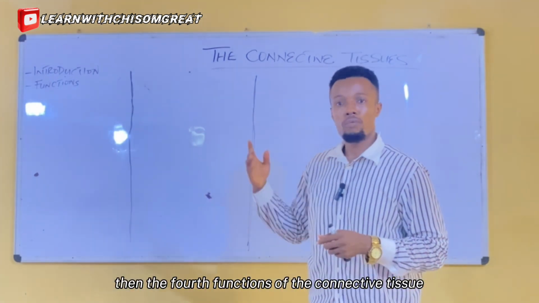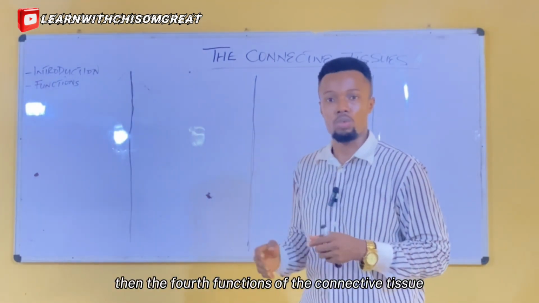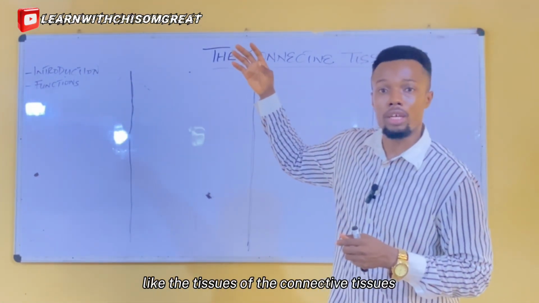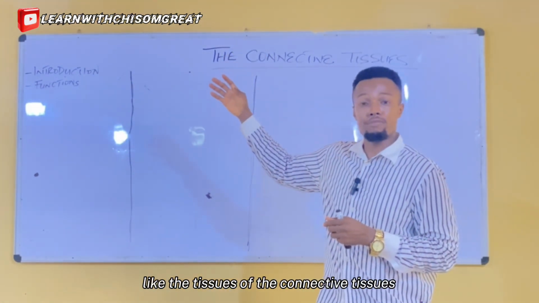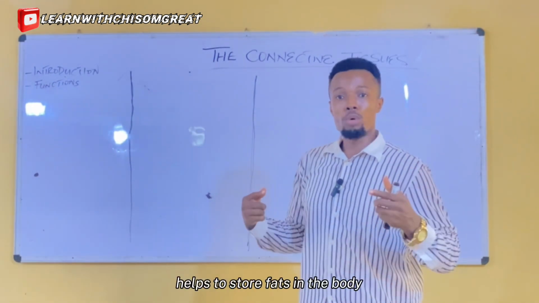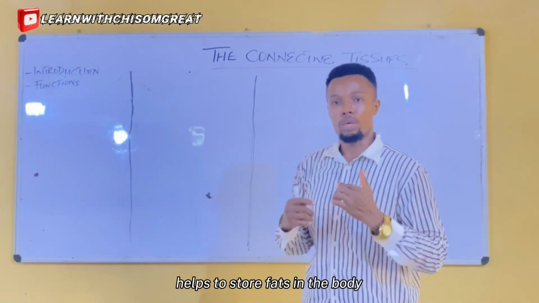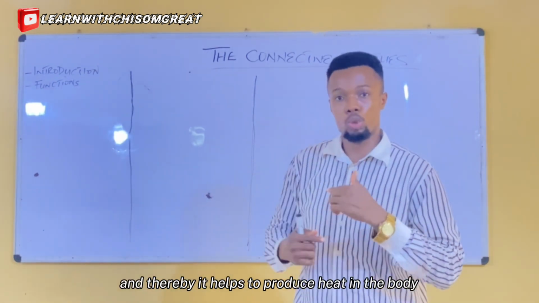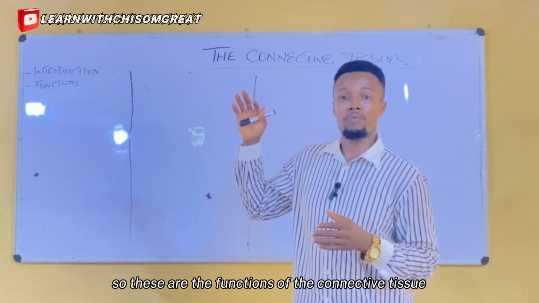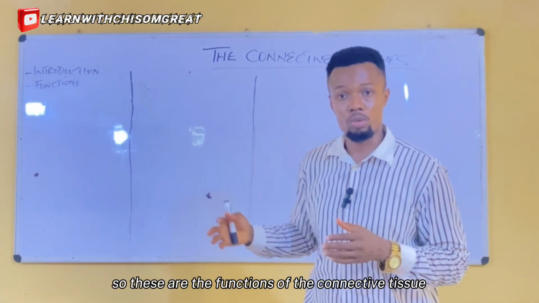Then the fourth function is that connective tissues, like the adipocytes of the adipose tissue, help to store fats in the body, and thereby help to produce heat in the body. So these are the functions of the connective tissue.